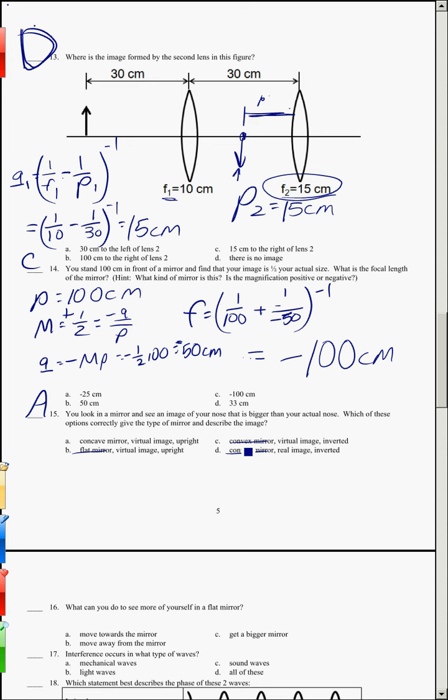Also, with a concave mirror, when the image is bigger, that means that you're holding it really close to your face. Remember the magnifying mirror we had in class? You have to hold it up close to your face. That means that the object is inside the focal point. And if it's inside the focal point, it's going to give you a virtual image. And if it's a virtual image, it has to be upright. So the answer is A.